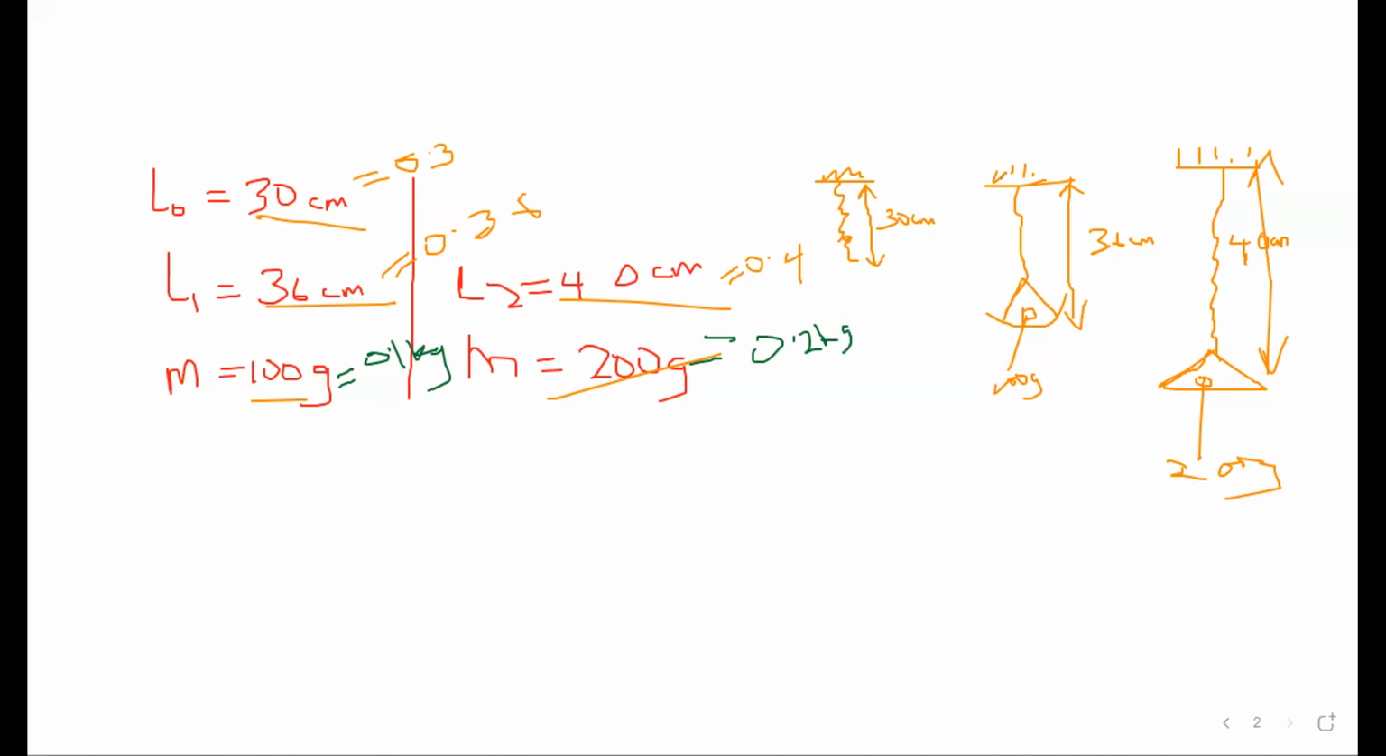So we have a spring which had original length 0.3 meters because it had 30 centimeters. And now when they added 100 grams on a scale pan, so that is our scale pan there, 100 grams, we have seen they give us 0.1.